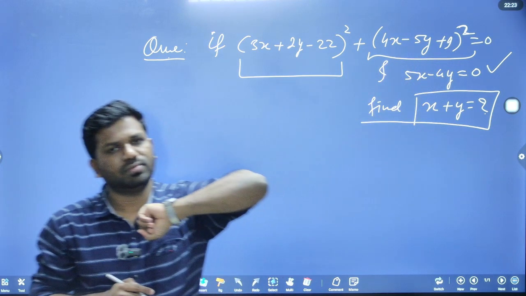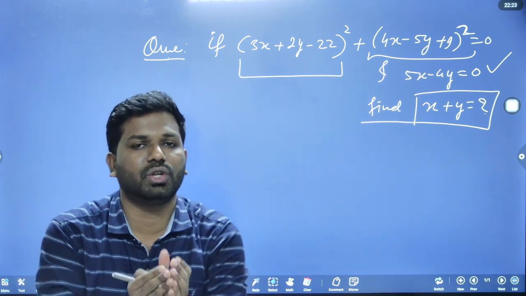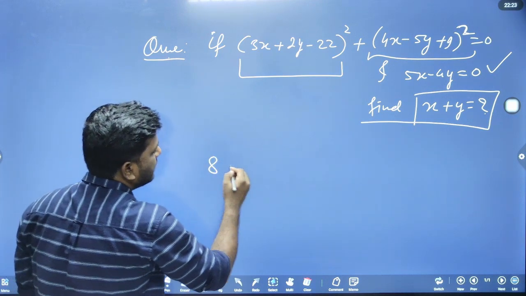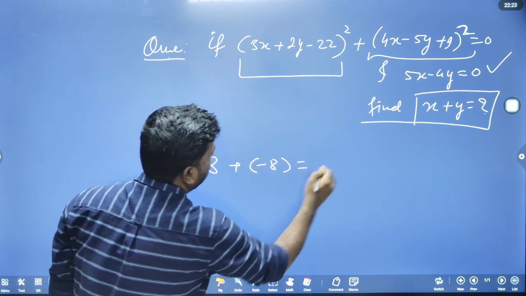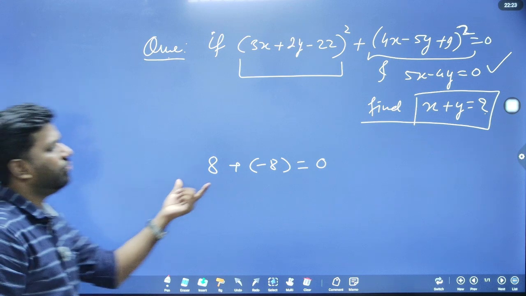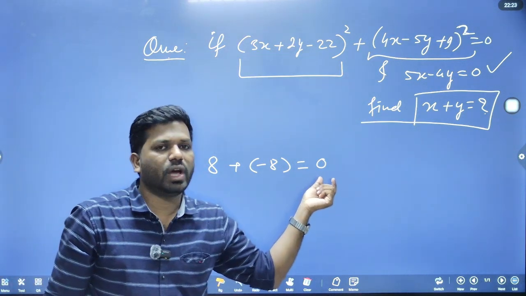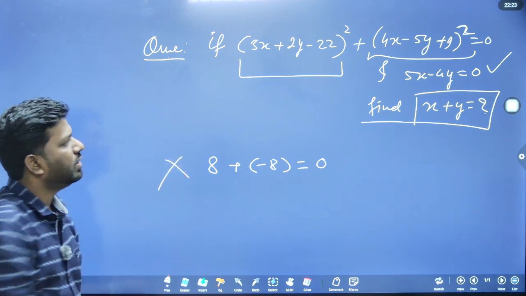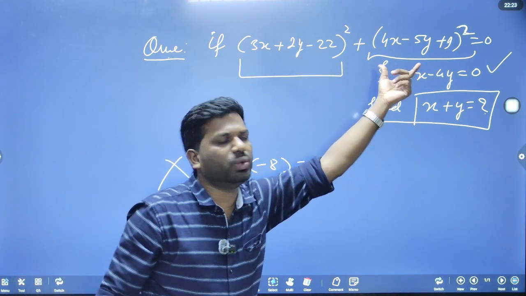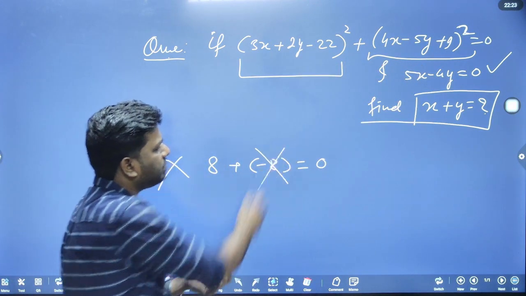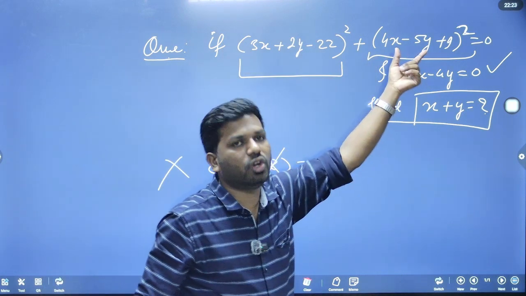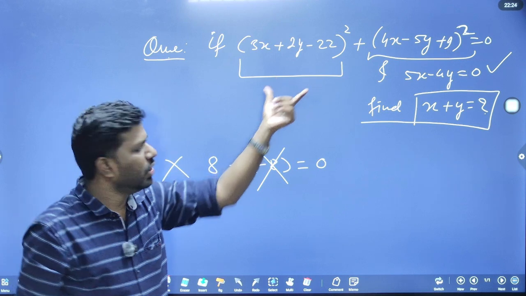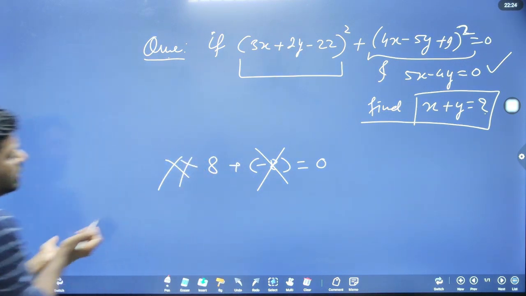When is it possible? Like, when do we get zero as an addition? Either the first value is positive and the second value is negative, right? This is the first case in which you will get zero as a result. But in this equation, this is not possible. Why? Both the terms are squared values. A squared value cannot be negative. The final answer for this cannot be a negative value, right? So the first condition will automatically strike out.